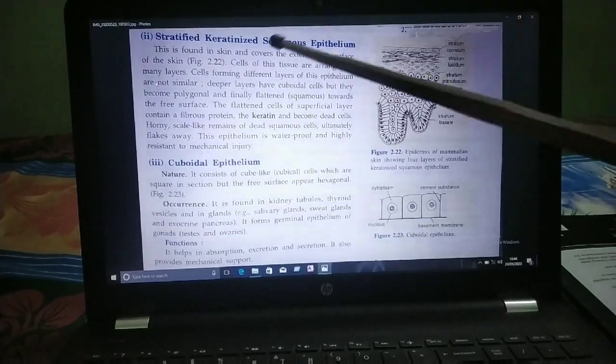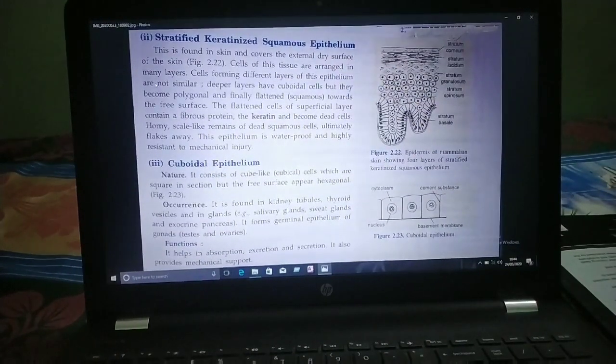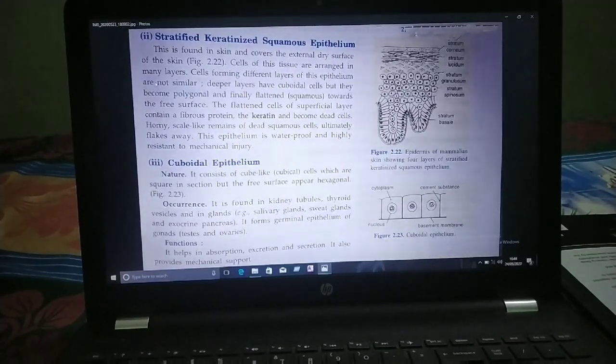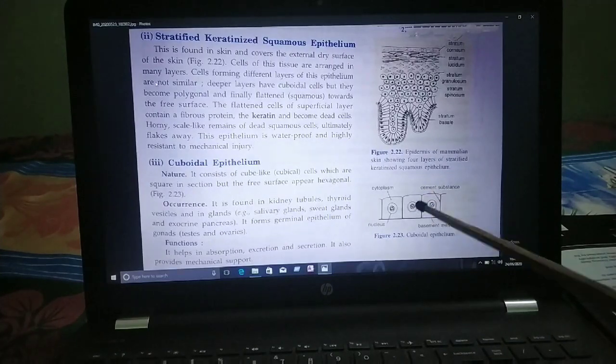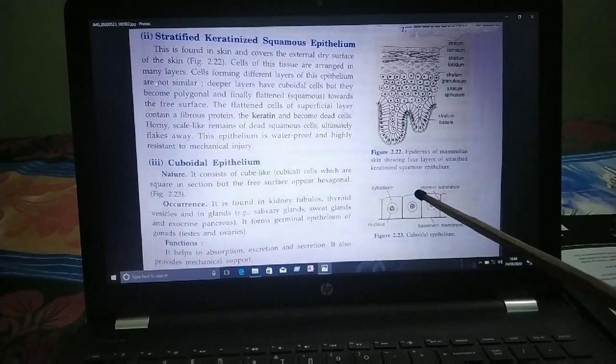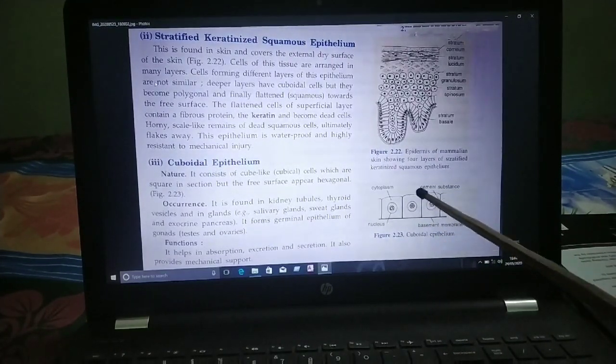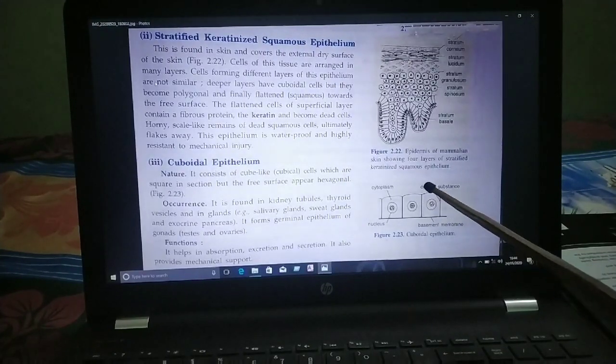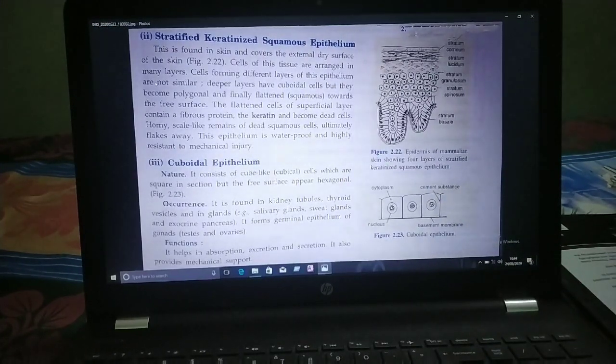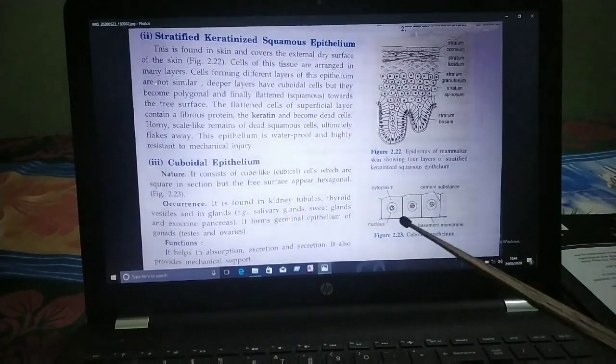Next, the third one is the cuboidal epithelium. The first one we have already done in the previous class. The third one is the cuboidal. You can see here it consists of cube-like cells. That is why it is cuboidal: cells which are square in section, but the free surface appears hexagonal.